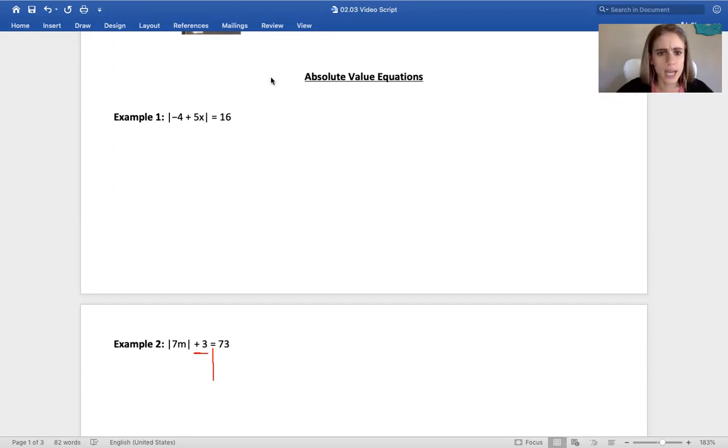All right, so off to the side here, let's make some steps. So number 1, you always need to make sure to isolate the absolute value.